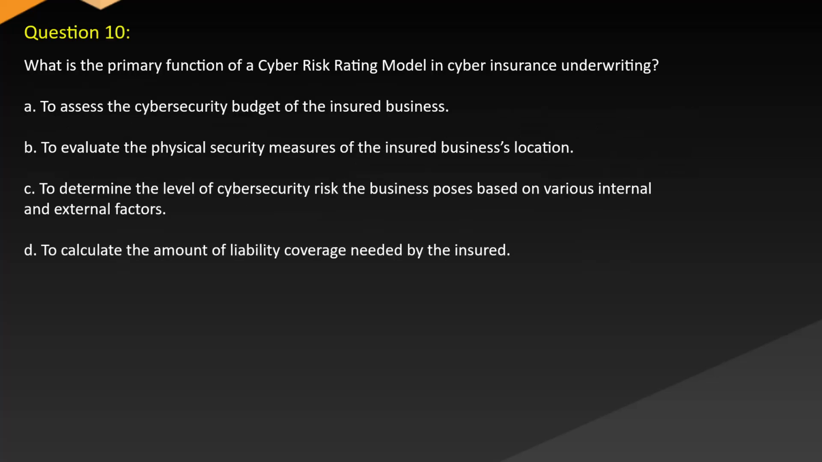Question 10. What is the primary function of a cyber risk rating model in cyber insurance underwriting? A. To assess the cybersecurity budget of the insured business. B. To evaluate the physical security measures of the insured business's location. C. To determine the level of cybersecurity risk the business poses based on various internal and external factors. D. To calculate the amount of liability coverage needed by the insured.